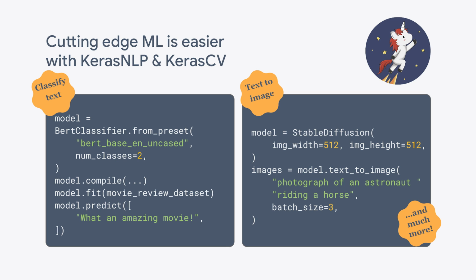That's why we have open-sourced the KerasCV and KerasNLP, the easiest way to deploy state-of-the-art pre-trained models for text and image classification, object detection, generative AI, and more. With these libraries, you will have access to cutting-edge models with a simplified and consistent API. Take a look at these two examples. You can fine-tune a BERT classifier or generate images from a text prompt with just a few lines of code.